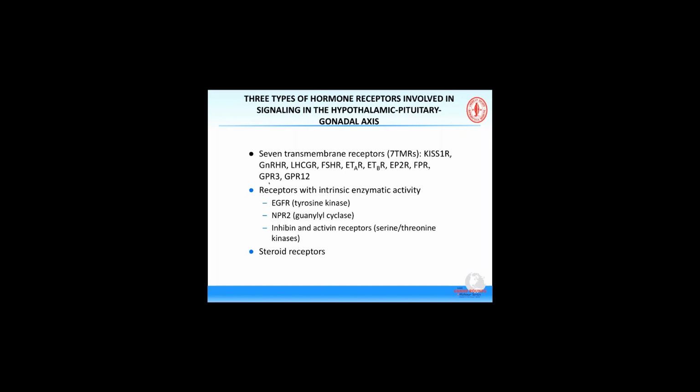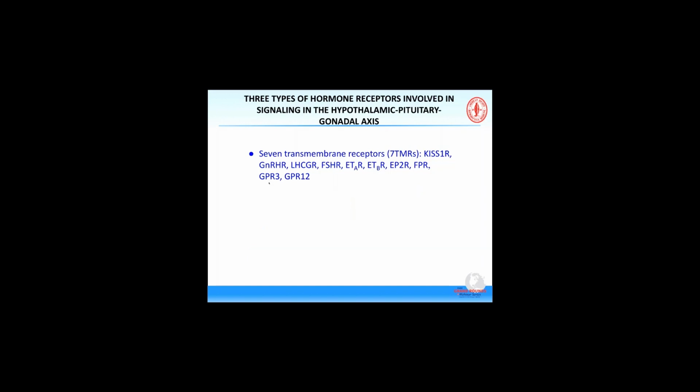So of the peptide hormone receptors, I'm going to talk about the 7 transmembrane receptors, and I am going to talk about 2 classes of the receptors that have intrinsic enzymatic activity, the EGF receptor and the NPR2 receptor. I will not cover inhibin and activin receptors. We'll start by talking about the 7 transmembrane receptors. To talk about that, we have to first talk about G proteins.